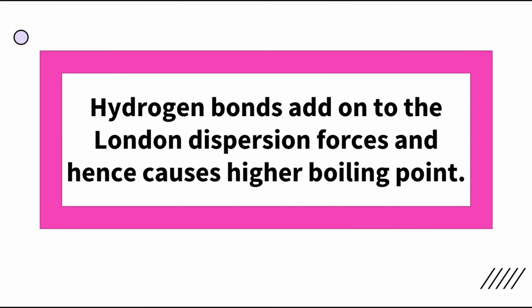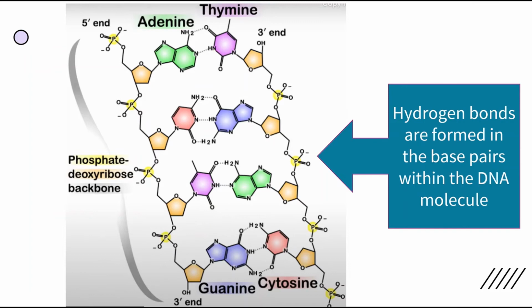So hydrogen bonds add on to the London dispersion forces and hence cause a higher boiling point. So if we see here, for example, we have a hydrogen along with an electronegative atom, of course it can have a hydrogen bond over and above the London dispersion forces, so it will have a higher boiling point. And hydrogen bonds are everywhere. Even you have a lot of hydrogen bonds.